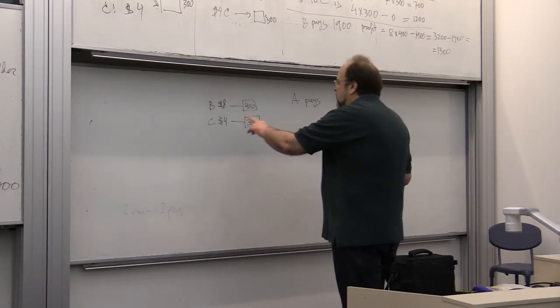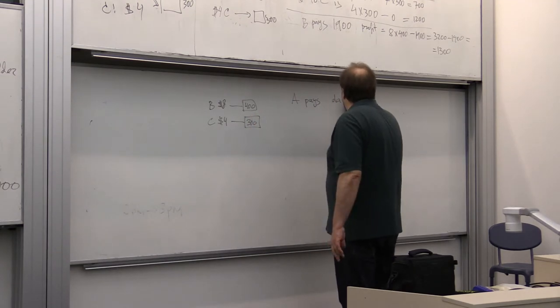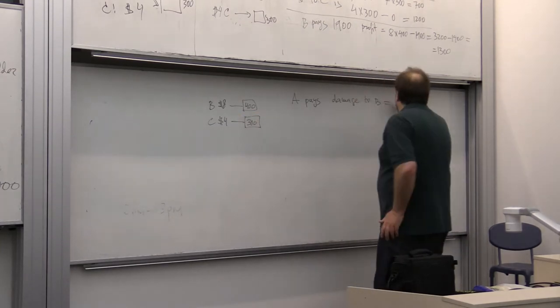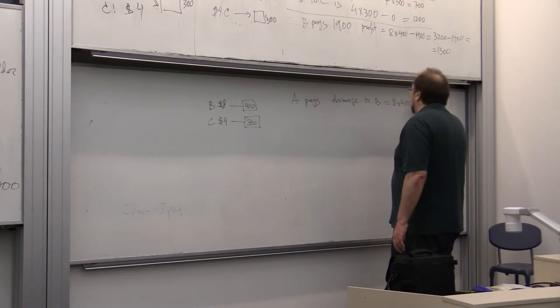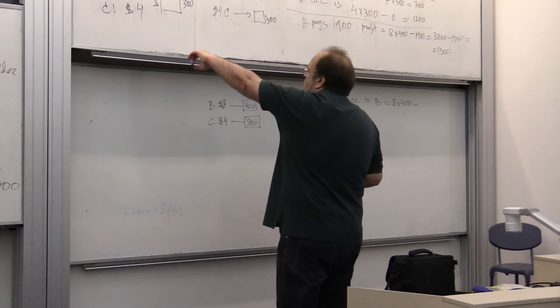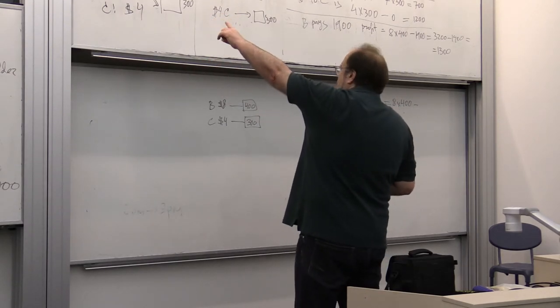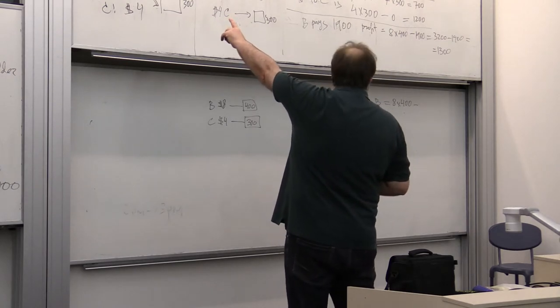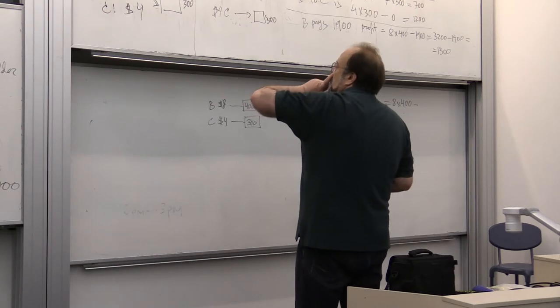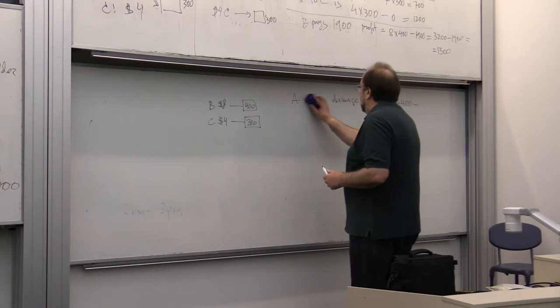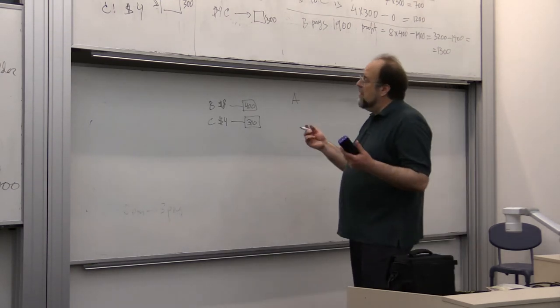So damage to B is equal to 3200, so 8 times 400 minus what actually... okay, so let me see. I'm computing damage for A. So B got 8 times 400. Wait a second. So A. So there is no damage to B, right? Because B is the winner, right?